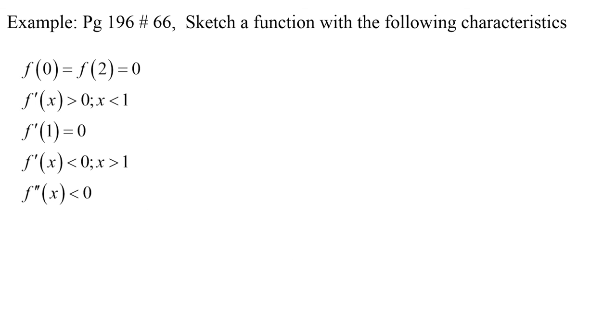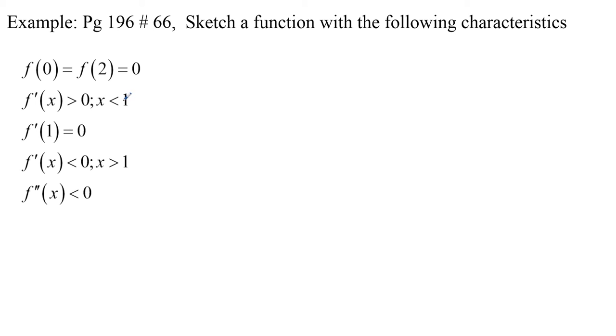Okay, last one. It says, sketch a function with the following characteristics. So f of 0 and f of 2 are equal to 0. So these are zeros of the function. F prime of x is greater than 0 for values of x that are less than 1. Okay, that's all right.